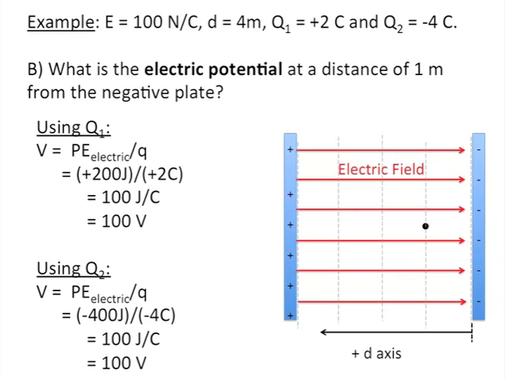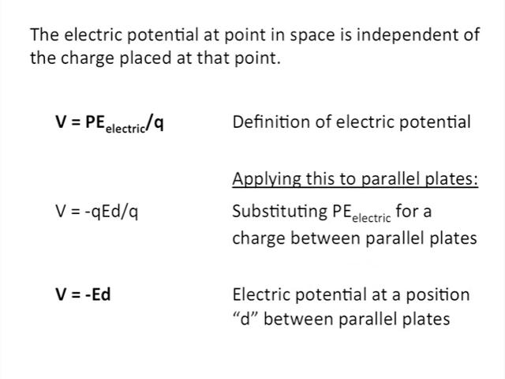Now that's really useful because it's a value that depends on this position, not on what you're putting there. To conclude, the electric potential at a point in space is independent of the charge placed at that point. The definition of electric potential is here. This is one of our main equations.